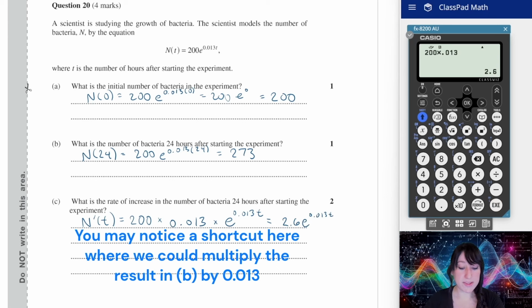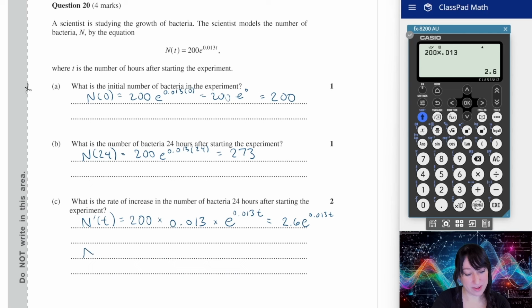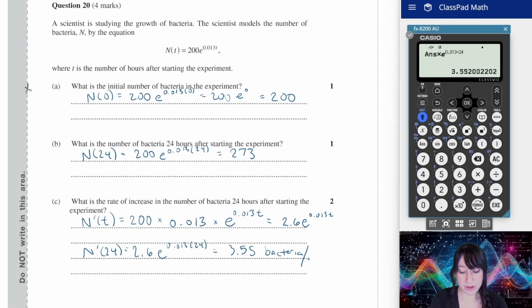Now we want to know what's the rate when t is 24. We'll plug that in. And that is 3.55 bacteria per hour.